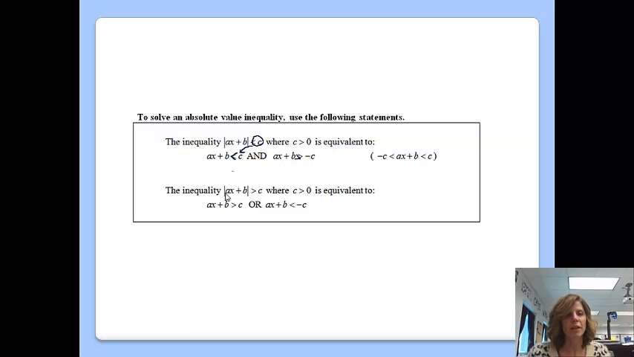And then the inequality absolute value ax plus b is greater than c is going to be equivalent to "or," because we saw in the previous example that you get a disconnected graph. Notice on the first inequality, the greater than c just stays the same. And then the next one, the c changes to its opposite, and the greater than sign turns to a less than sign. So if we can remember these two properties, your life is going to be a lot easier as we go to solve these.